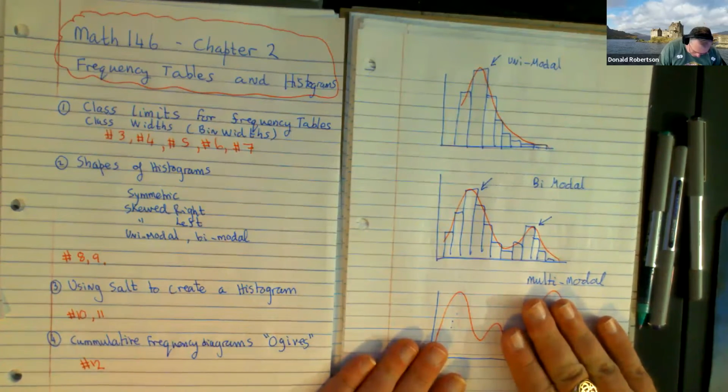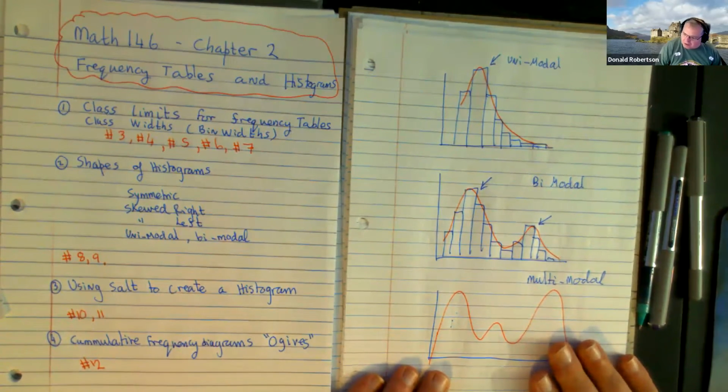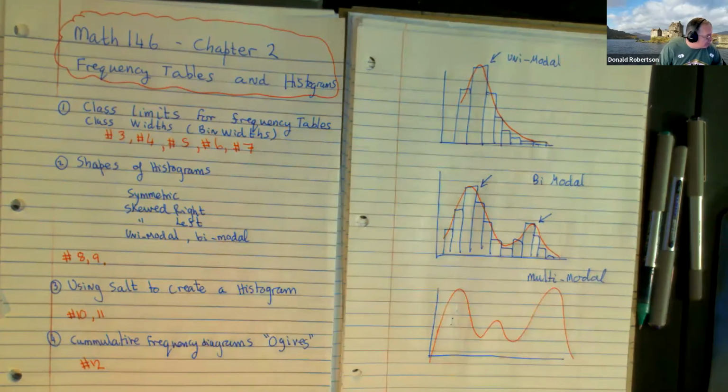Are we cool with the added names? Unimodal, bimodal? And we already should hopefully remember the stuff to do with symmetric and so on.